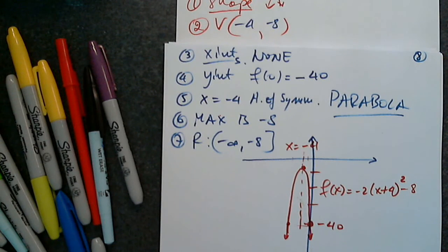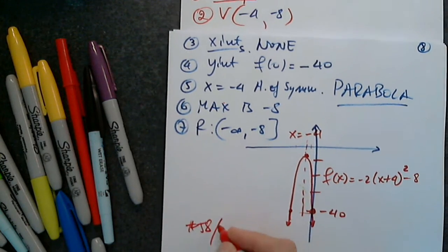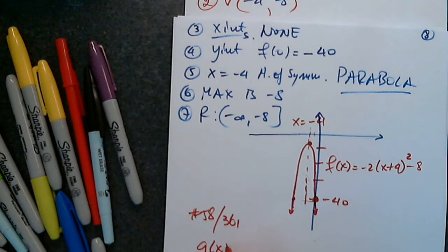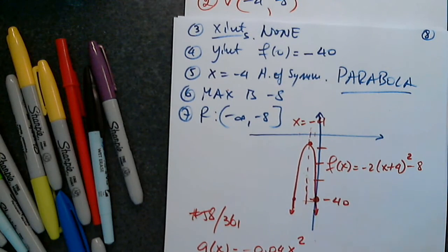Problem 58 on page 361. We are given a quadratic function. I'm copying it. G of x equals negative 0.04 x squared plus 2.1 x plus 6.1.